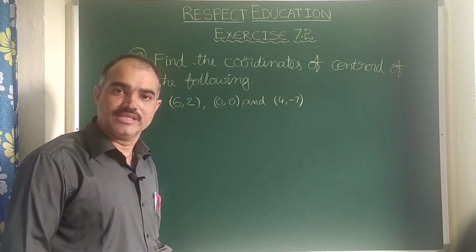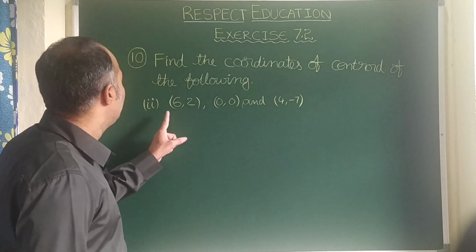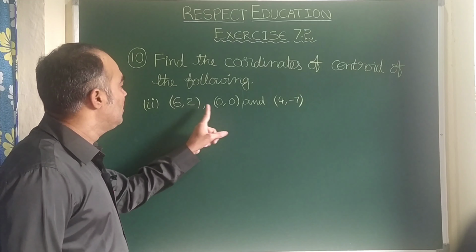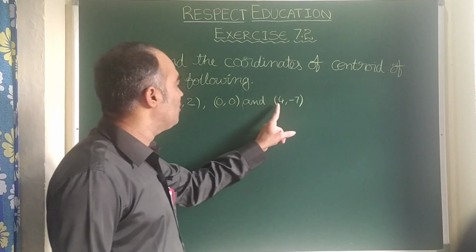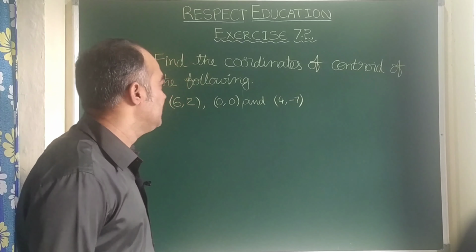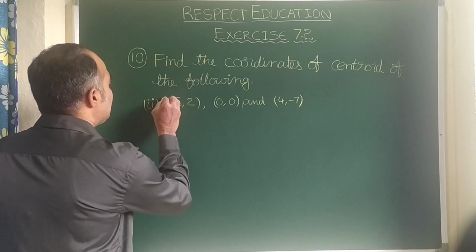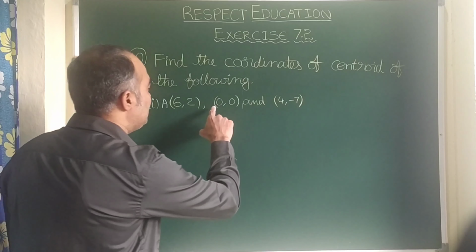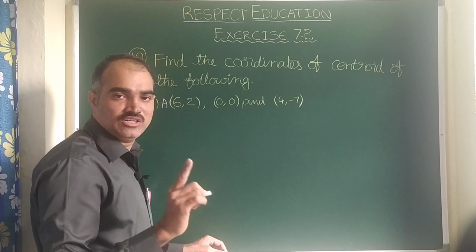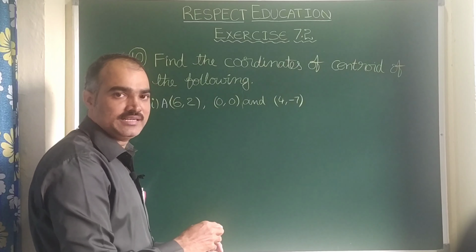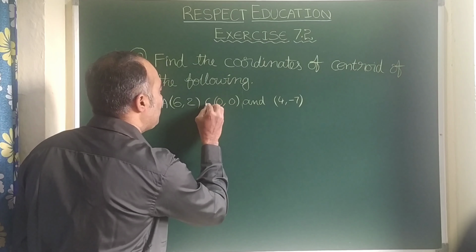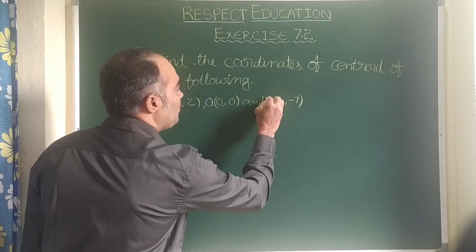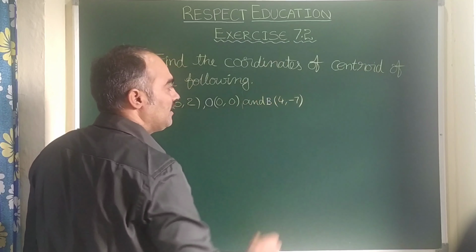Now let us do second bit. Here the given values are (6, 2), (0, 0) and (4, -7), right? So here let us label it as the first one. I am taking it as A. Here (0, 0), whenever (0, 0) is there, it represents the origin, so it is always denoted by capital O. So here this point I am taking as B, right?